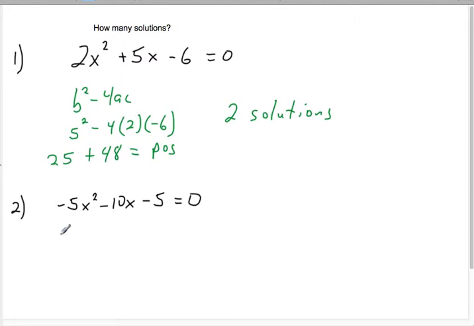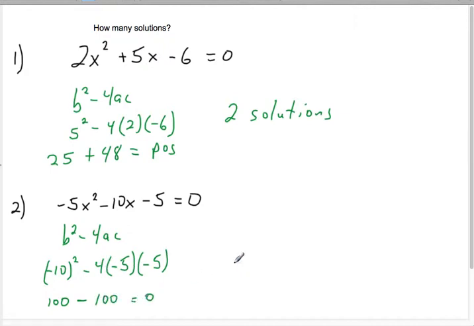Alright, next one, b squared minus 4ac. So we have negative 10 squared minus 4 times a times c. Negative 10 times negative 10 is 100. Negative, negative, negative is going to end up being negative, and then 25 times 4 is 100, which is 0, so we have one solution.